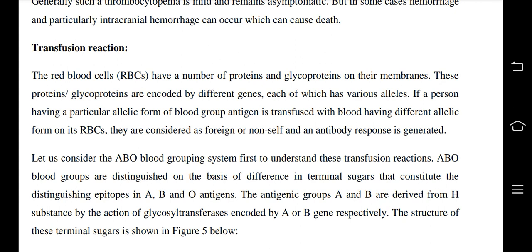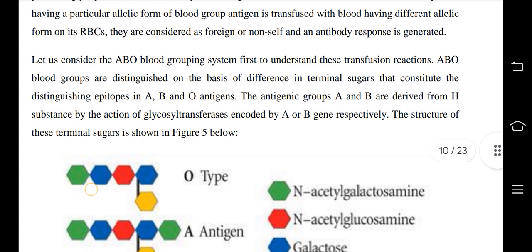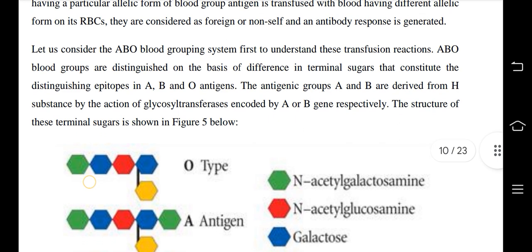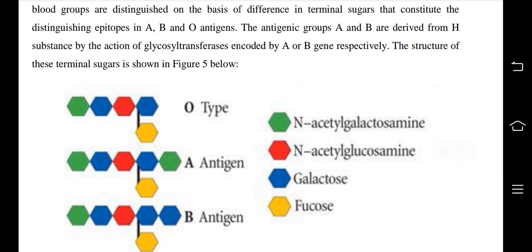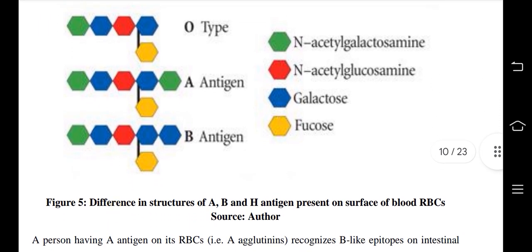Let us consider the ABO blood grouping system first to understand these transfusion reactions. ABO blood groups are distinguished on the basis of differences in terminal sugars that constitute the distinguishing epitopes in A, B, and O antigens. The antigens A and B are derived from the H substance by the action of glycosyl transferase encoded by A or B respectively. The structures of these terminal sugars are shown: N-acetyl glucosamine, N-acetyl galactosamine, galactose, and fucose.